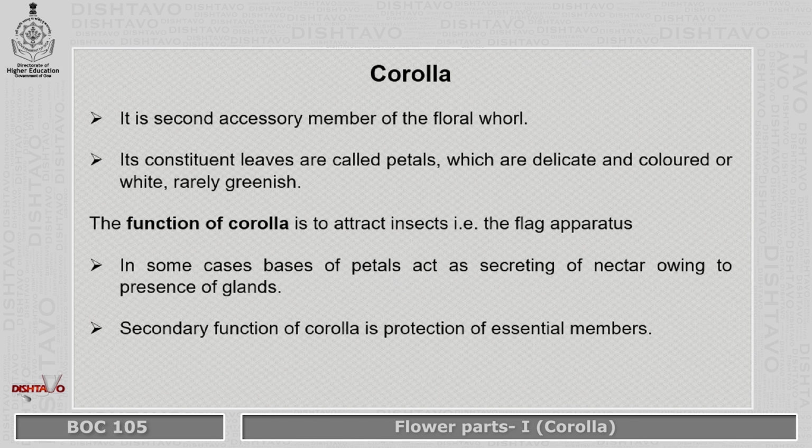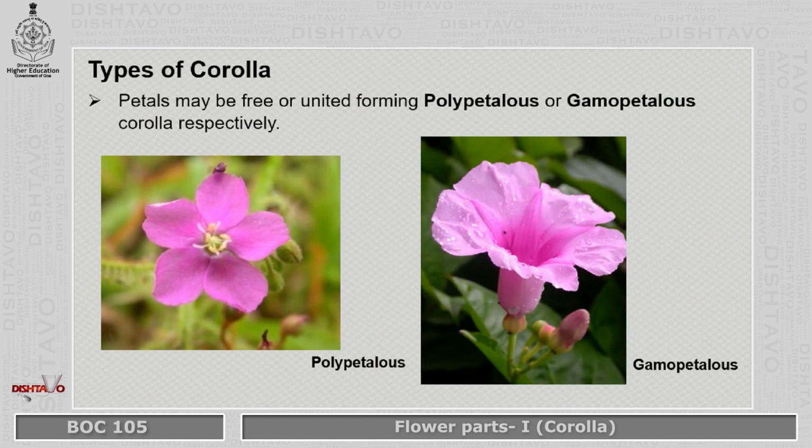So let's look at how to describe a corolla. What are the names associated with the corolla and what are the types of corolla? Corolla can be polypetalous and gamopetalous. Polypetalous means having many petals which are not fused. Gamopetalous means petals are fused together or united together.